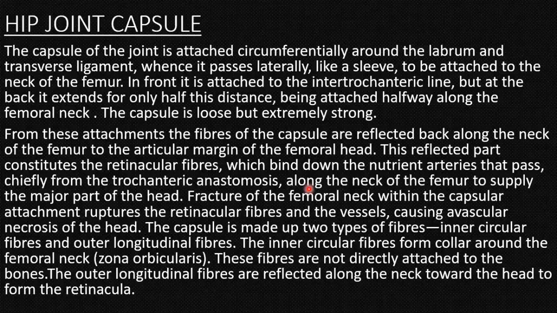Now, the hip joint capsule. The capsule of the joint is attached circumferentially around the acetabular labrum and the transverse ligament. Then it passes laterally like a sleeve to be attached to the neck of femur. Anteriorly, it is attached to the intertrochanteric line, but posteriorly, it extends half the distance of the neck of femur. It is attached halfway along the femoral neck.